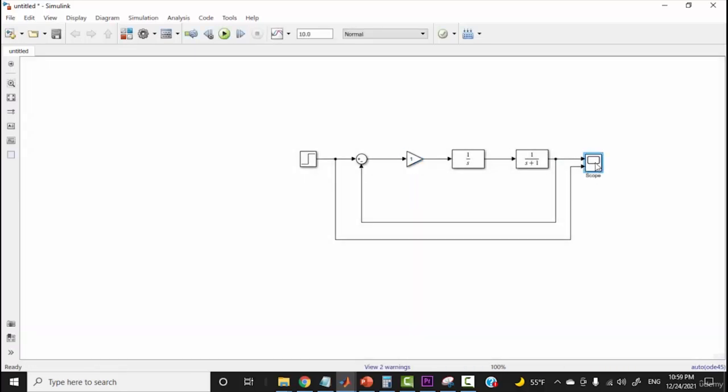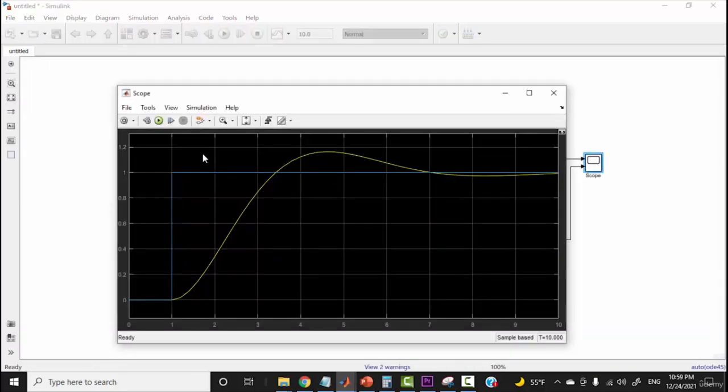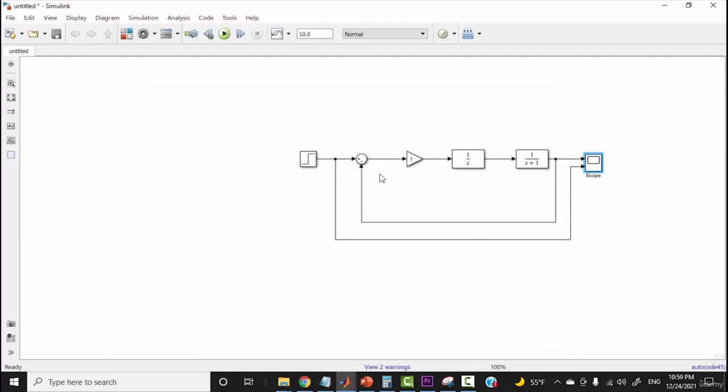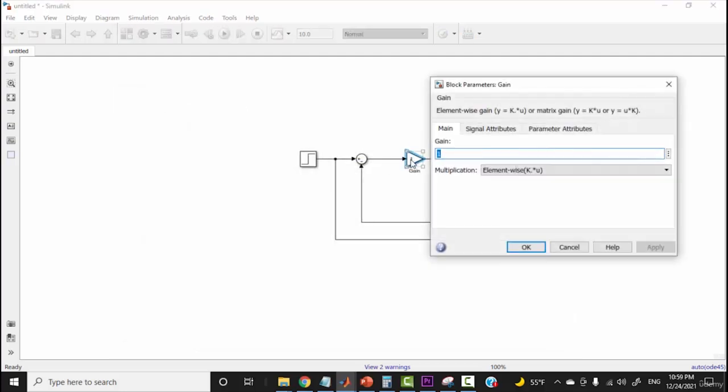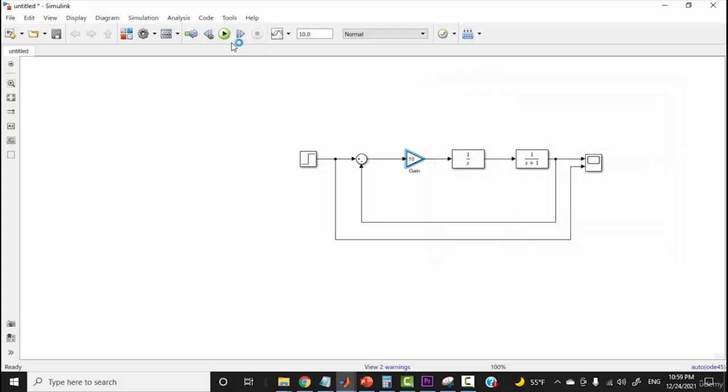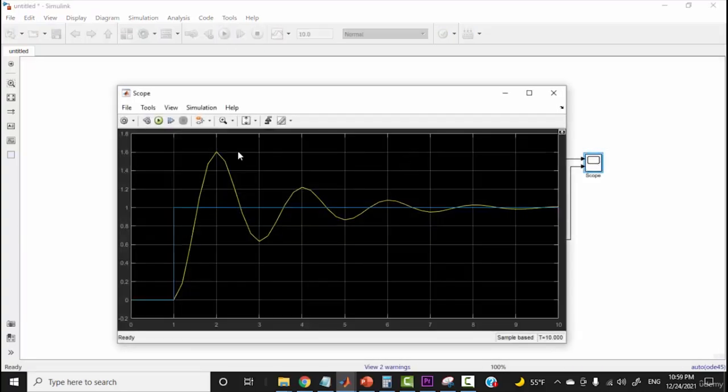simulate. Look at the overshoot here. It is almost 1.2. So when we increase the gain of the integral controller, the overshoot increases, as we see here.